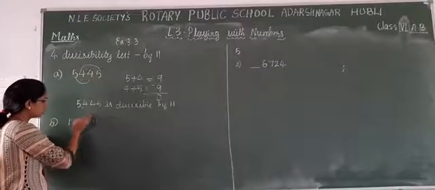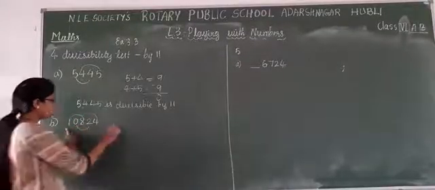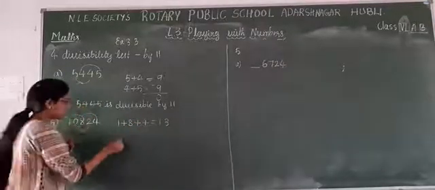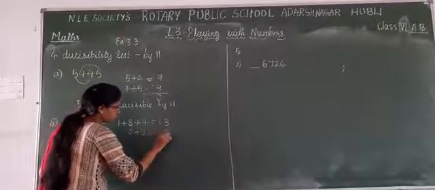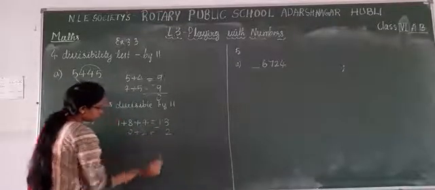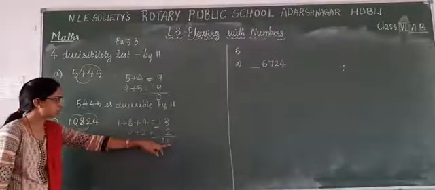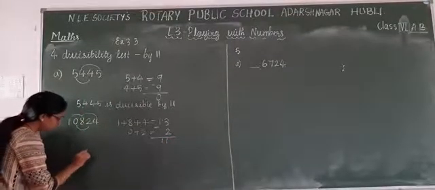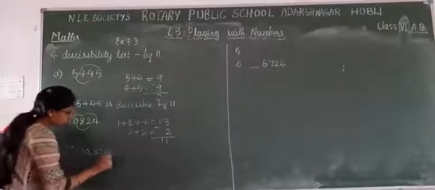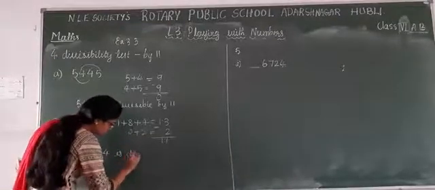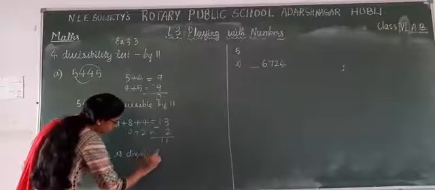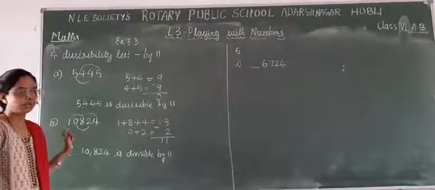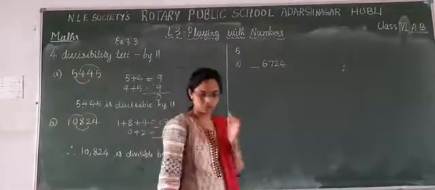10,824. Let's see the numbers in the odd places and even places. Let's add 1 plus 8 plus 4, 13. 0 plus 2, 2. The difference between these two is 11. Yes, this is a multiple of 11, so it is divisible. The difference is 11. Therefore, 10,824 is divisible by 11. The same method is followed to solve the next problems. Let's move to the fifth question.